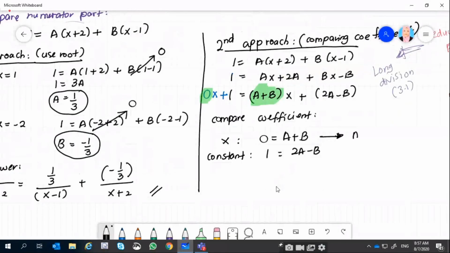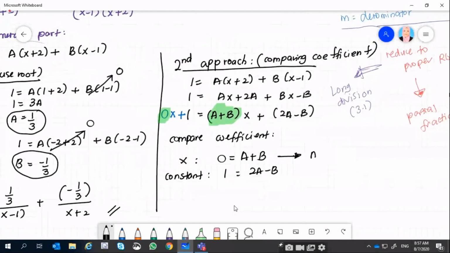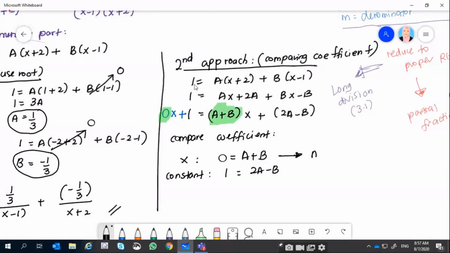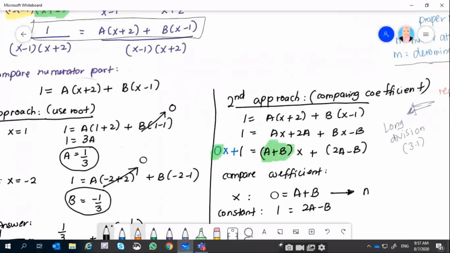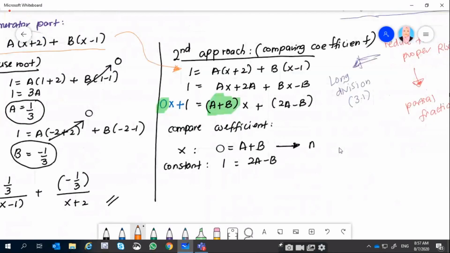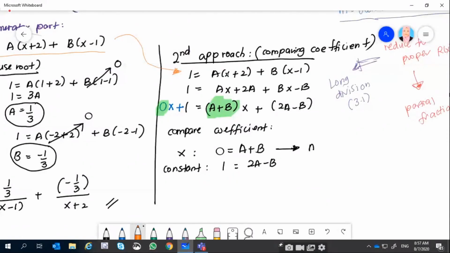Okay, I explain the second approach here. For the second approach, I start from the numerator part, which is here. In this approach, you have to compare the coefficients. What is a coefficient? The coefficient is the constant that is attached to the function. So for this case, the function is s. Okay, the function is s. So this is what we call the coefficient.